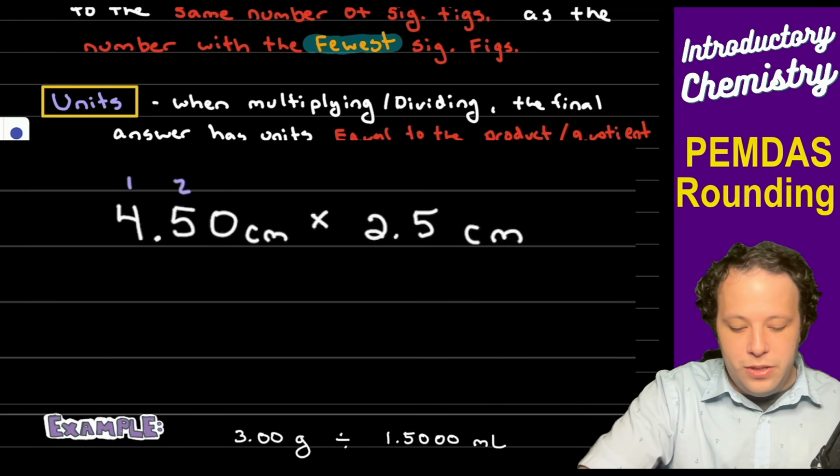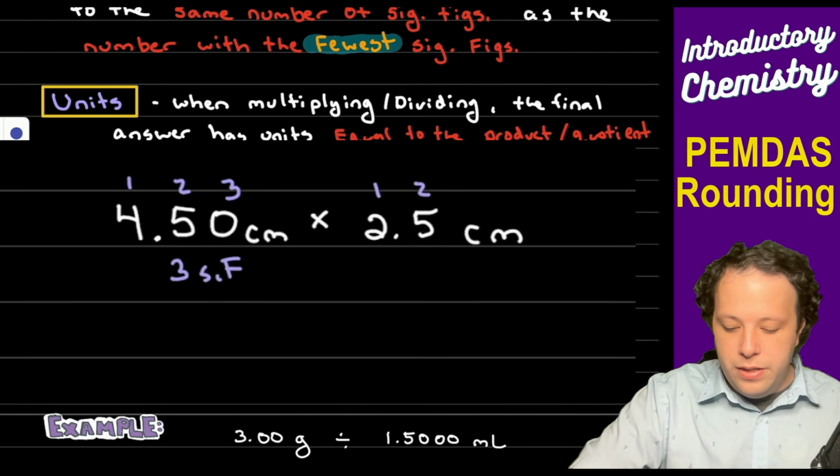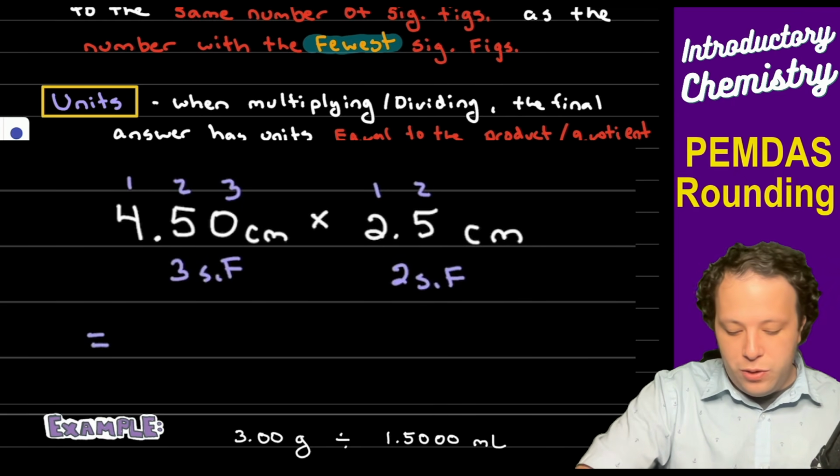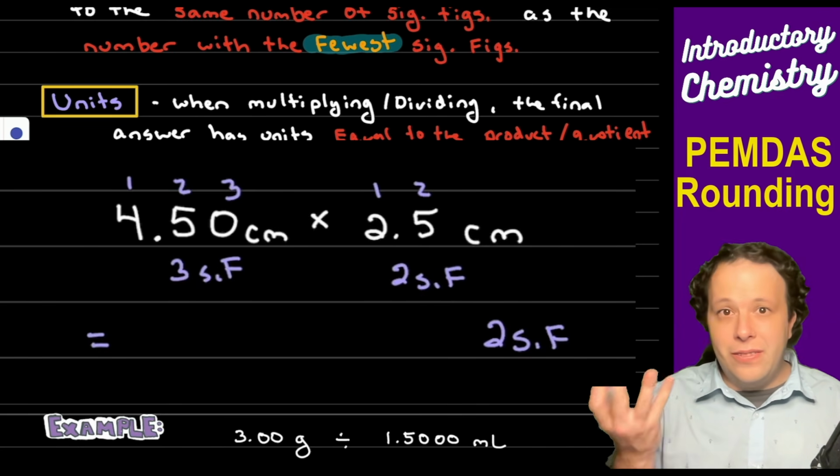We have 1, 2, 3, so we have 3 sig figs. And on the right-hand number, we have 1, 2 sig figs, meaning that our final answer, when we solve this, is going to have 2 significant figures.